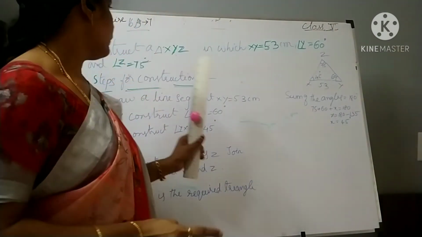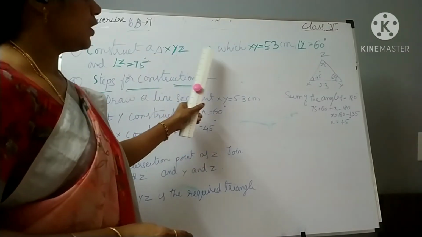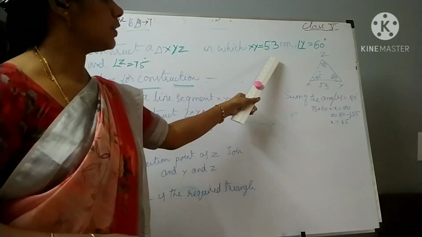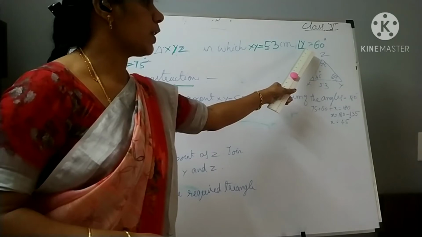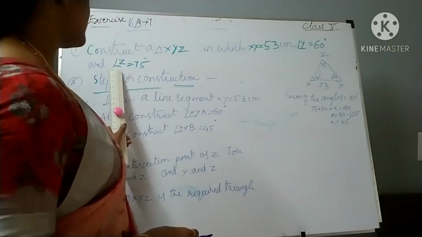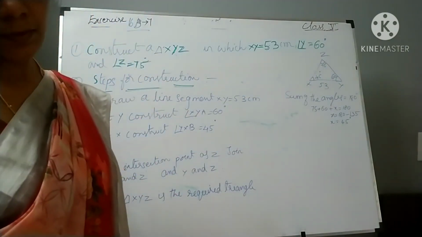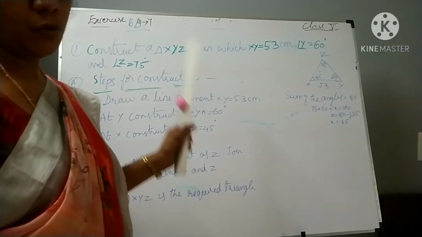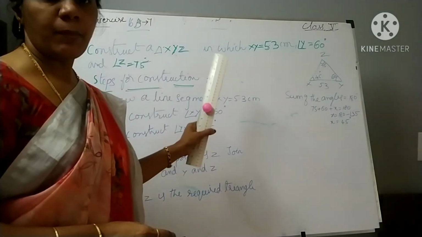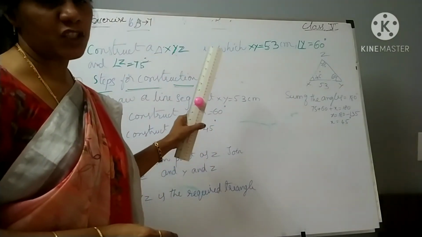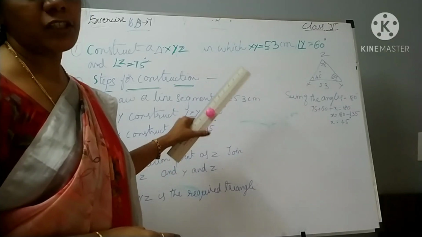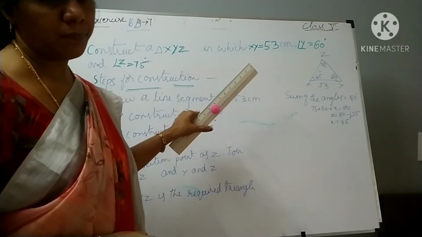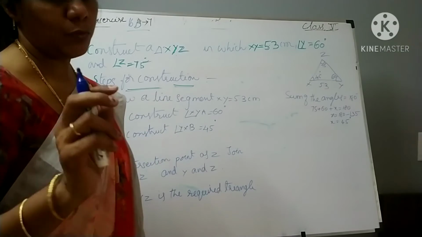Now see this problem. Construct a triangle XYZ in which XY is equal to 5.3 centimeters, angle Y is equal to 60 degrees, and angle Z is equal to 75 degrees. This is what they have given. So we have seen problems with all the measurements, with all the lengths given. First problem we have seen, and the next problem with two lengths and one angle given, that we have learned.